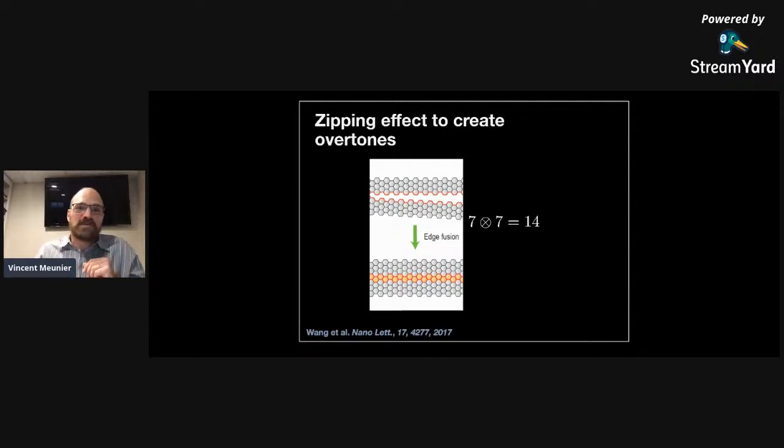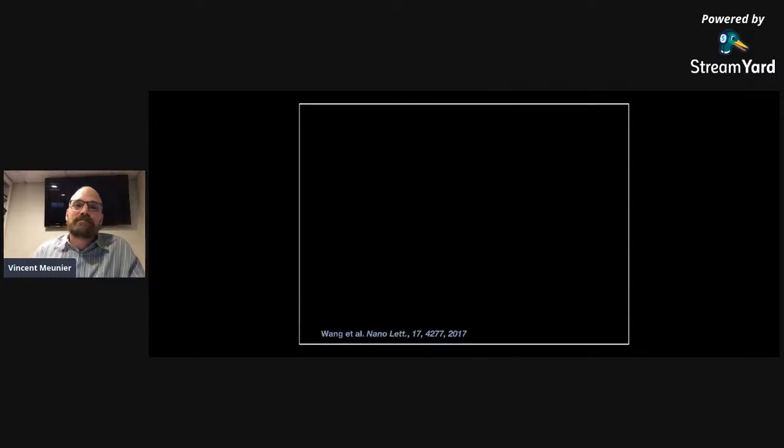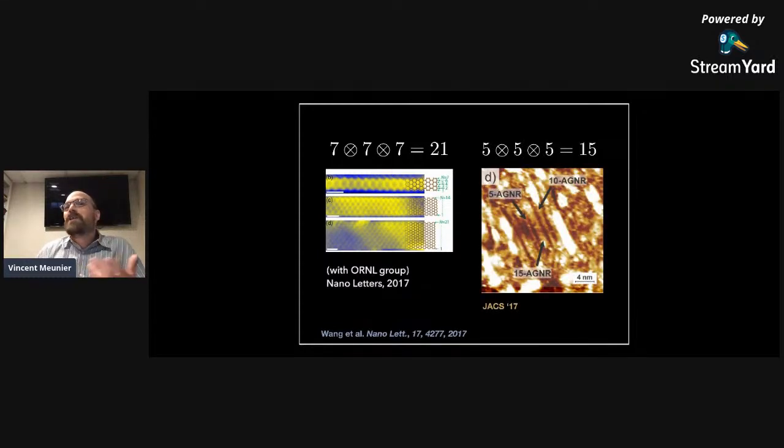In fact, this is work that was done at Oak Ridge National Lab with my collaborators. This is the kind of experiment that you can find with a non-contact AFM. You see that you have created a perfect quantum object again. You are basically engineering those quantum containers where you impose on the electron very established constraints on the side. This is another example where you can zip 3 of them and create a 21. And you can do that with other GNRs. But the point remains that you can start to play.